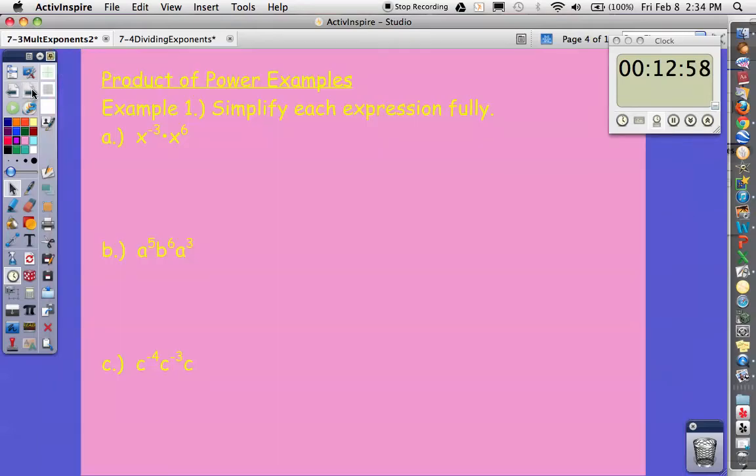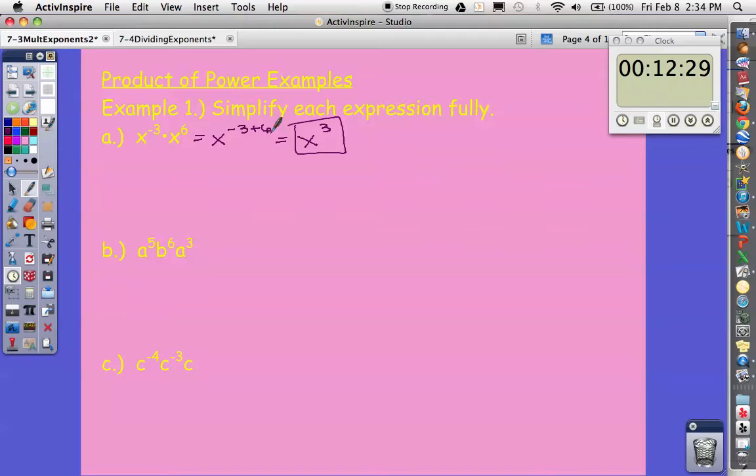Let's do a couple examples for this one. Simplify each expression fully. Remember what we learned about negative exponents, and now use your new rule, including that. If we had x to the negative 3rd times x to the 6th, I want you to show me negative 3 plus 6 is what I'd be doing here. Show me that you'd be adding the exponents. So what do you get? You get x cubed.